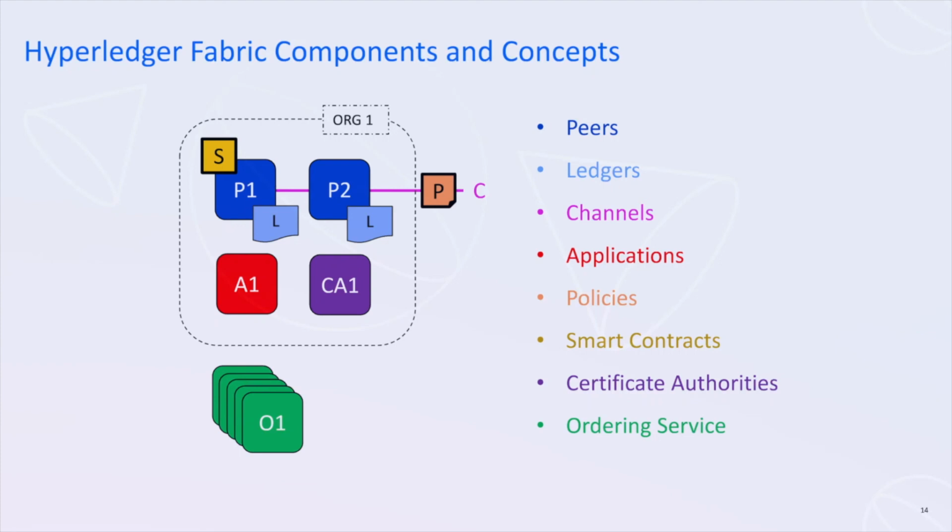Now, let's get into the various components and concepts of Fabric. Typically we are going to cover how Fabric works, and that is what the subsequent slides will cover. In this introductory chart, we are telling what the various components of a Hyperledger Fabric are. We have peers, ledgers, channels, applications, policies, smart contracts, certificate authority, and ordering service. These are the various components. Please note the color coding because we will continue with the same color code as we show the flow of the transactions happening over our Hyperledger Fabric system.